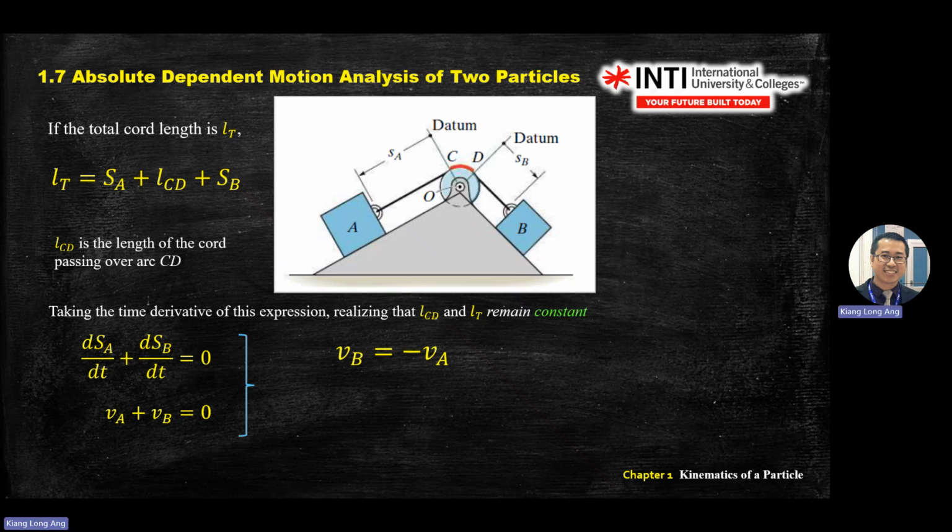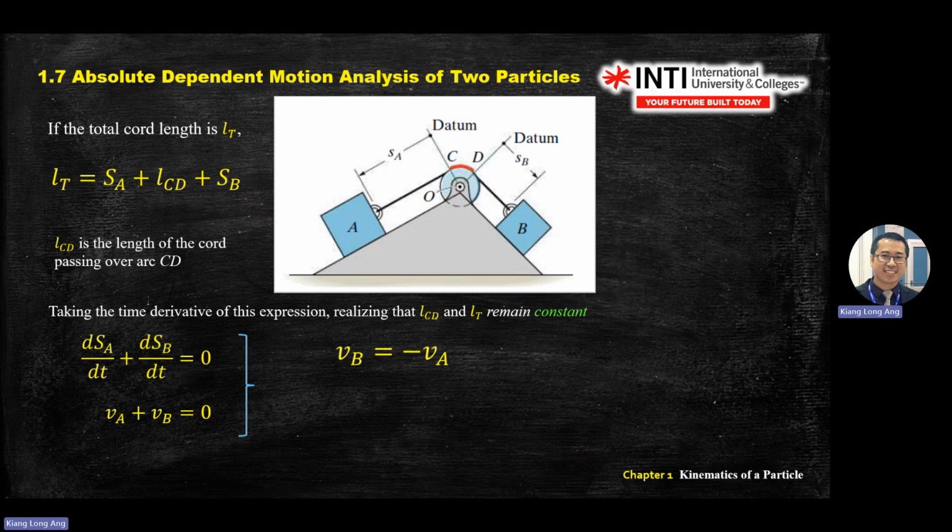Referring to datum, you get a negative sign here because your datum is positive. For B, go down, and it looks logical. If you pull A, B will move up, which is correct with this equation. So when you check up to this stage, it must be logical. If you get positive here, it's wrong already.